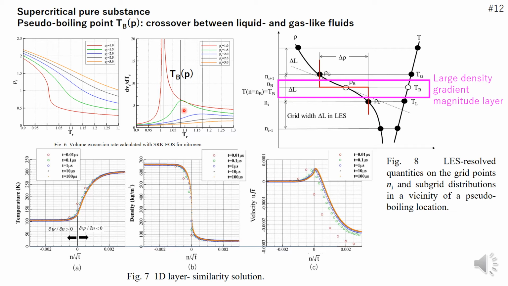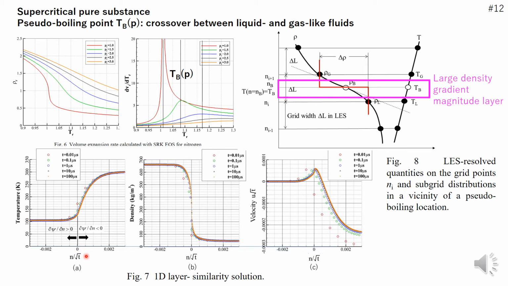To understand thermohydrodynamic behavior in the vicinity of the PB point, we first consider a 1D problem. Nitrogen occupies a semi-infinite space, with a uniform temperature of 300 K on the right-hand side, like this, and a temperature of 105 K on the left-hand side, which are brought into contact at time t equals 0. It was assumed that the thermodynamic pressure P is always constant at 4 megapascals over the whole region.